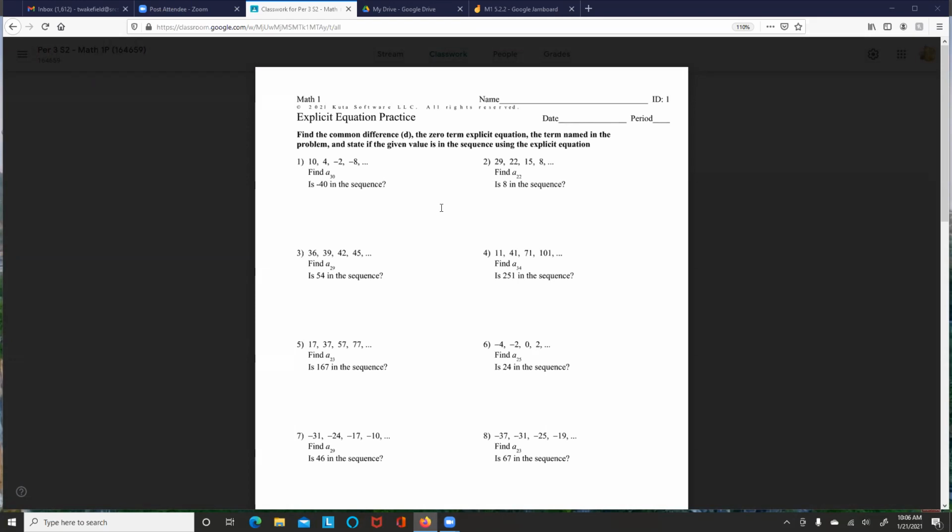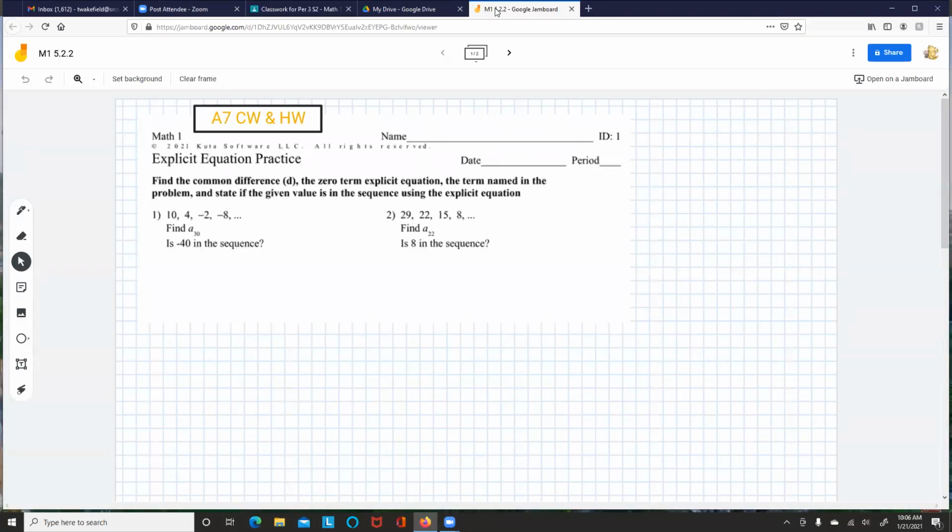Okay, so I made a little Jamboard for this. So here's 1 and 2 from the worksheet. If you have your worksheet printed out, go ahead and write on it. Or these are actually your notes, so you should put this in your notebook, and the worksheet, but let me get my writing tool here.